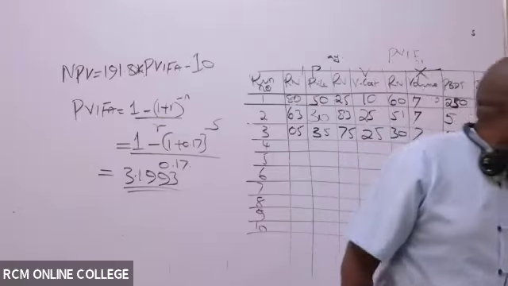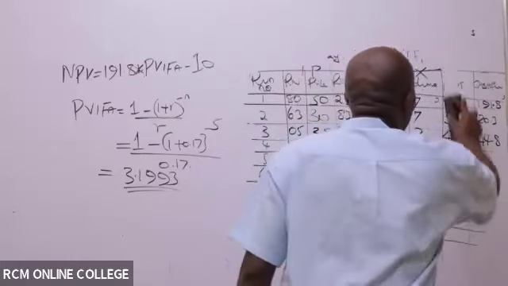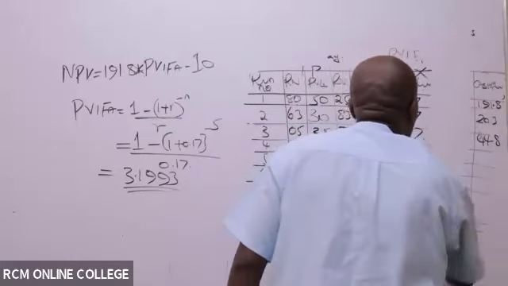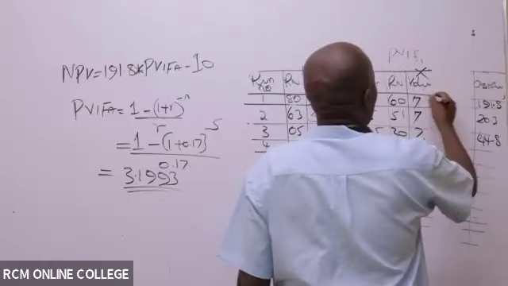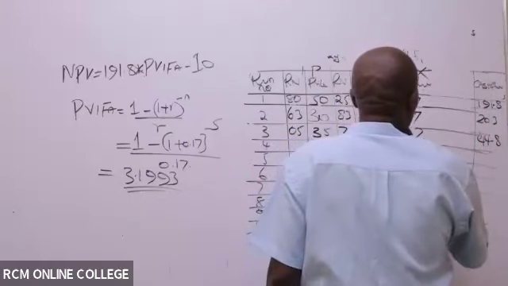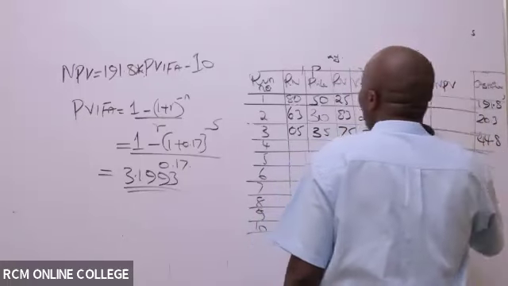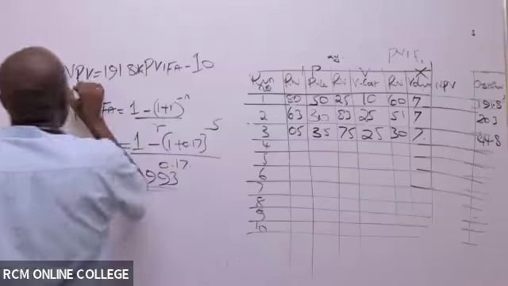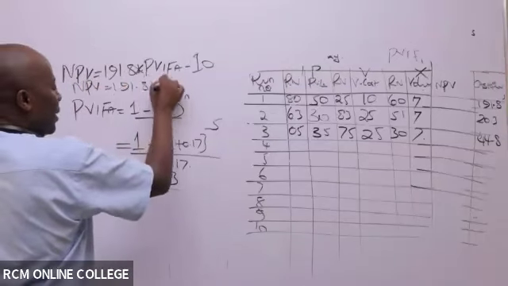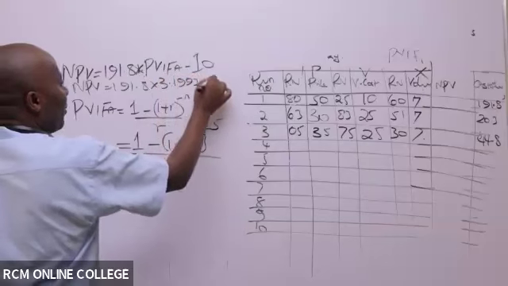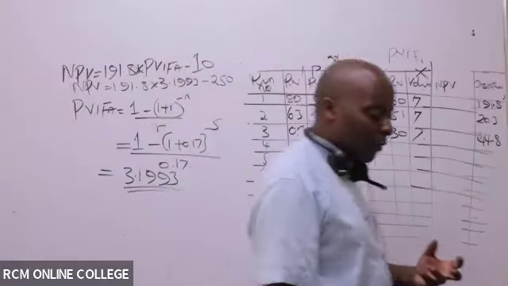Now, can you kindly do me a favor, please? Are you able to give me all the NPVs? Is there somebody who is able to tell me all the NPVs here? I'll steal a column in between and write net present value. The first net present value will be this 191.8 times this 3.1993 minus the initial outlay, which is 200 what here? Remember, the cost of the machine was 250.